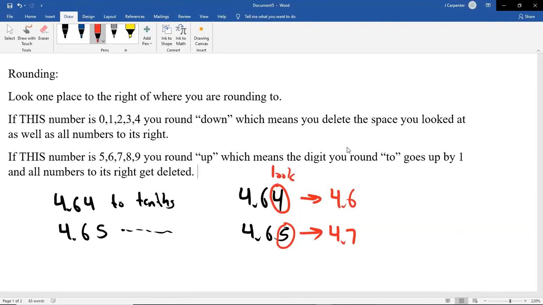The idea is your original number should be between these two things depending on how you round. So 4.6 anything either gets rounded to 4.6 or 4.7 when rounding to the nearest tenth.